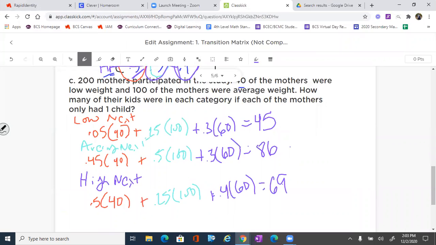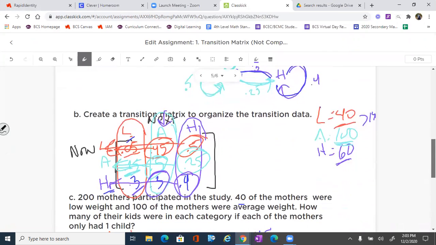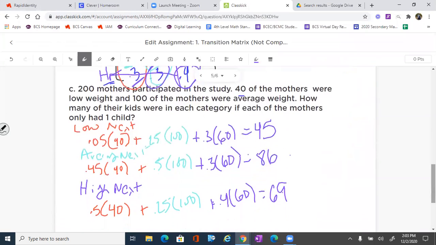So we started with all that information, and we went to a transition diagram, then a transition matrix, and then we used that information to find out how many low weight babies, average babies, and high weight babies we should expect after one sequence of birthing.